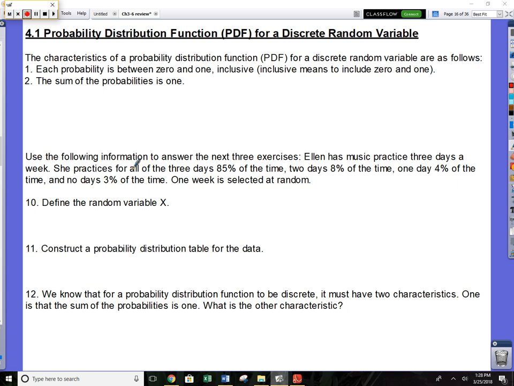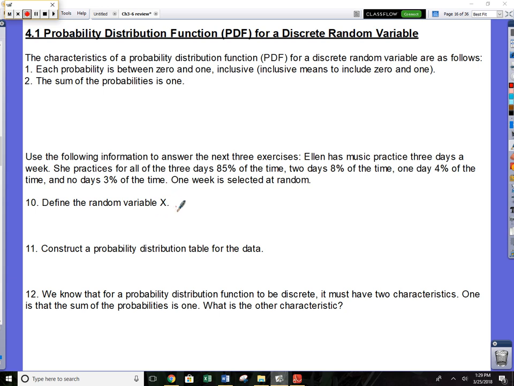Use the following info to answer the next 3 exercises. Ellen has music practice 3 days a week. She practices all 3 of the days, 85% of the time; 2 of the days, 8% of the time; and 1 day, 4% of the time. And in a bad week, no practice, 3% of the time. So you're going to choose 1 week at random.